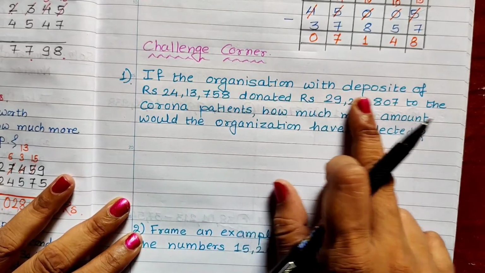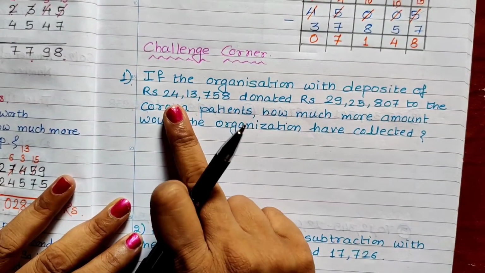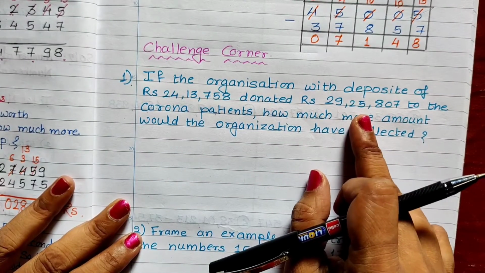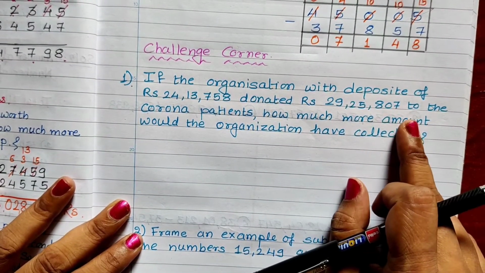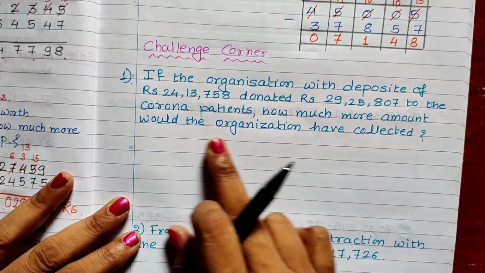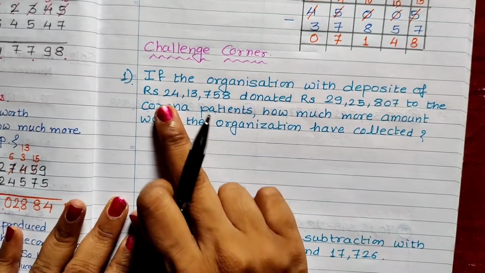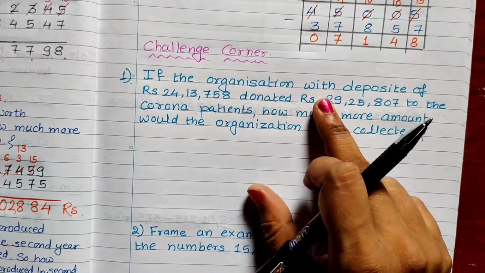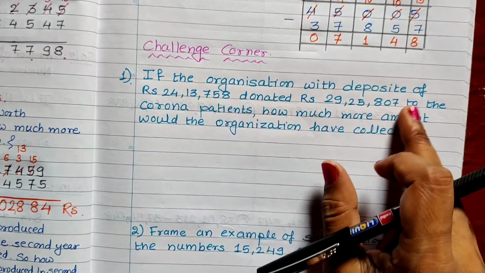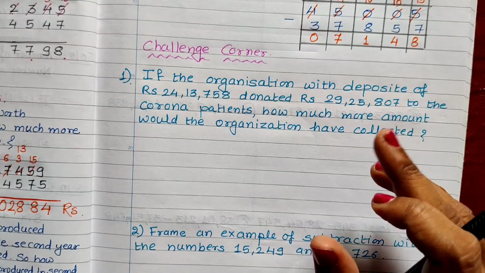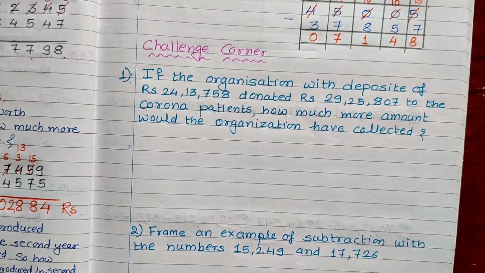If an organization with a deposit of rupees 24,13,758 donated rupees 29,25,807 to the corona patients, how much more amount would the organization have collected? See, the organization was having this much amount only, but they donated this much amount. They were having less amount, but they donated more amount. That means they have to collect some amount and then they have donated. So how much more amount have they collected? That means we have to do the subtraction.